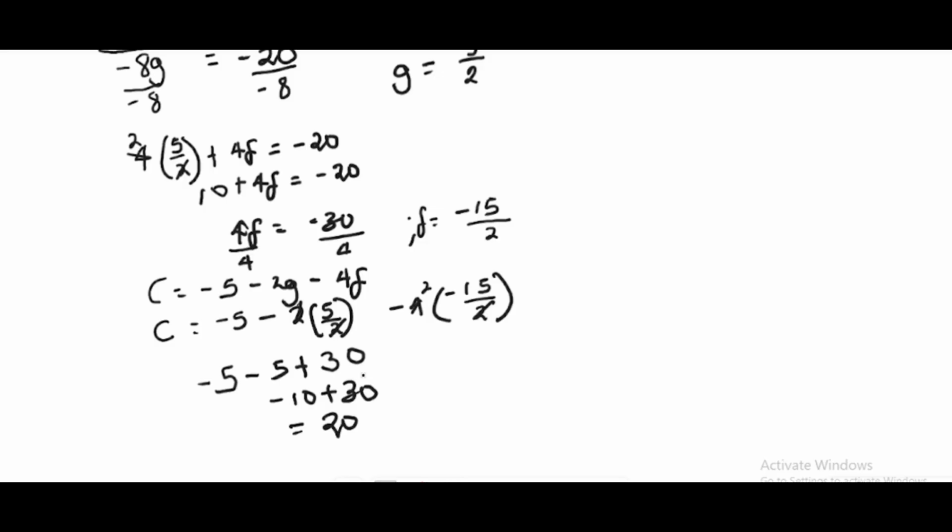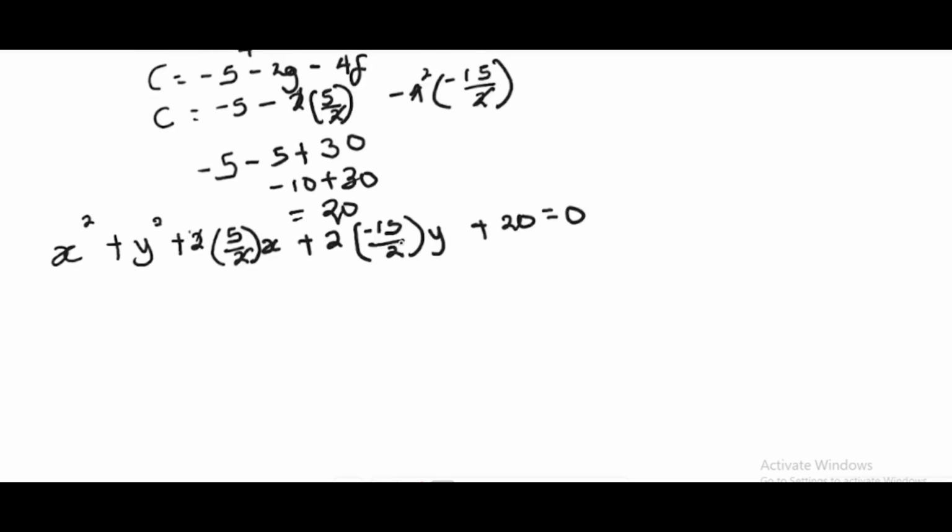So now what will our equation look like? Same thing will happen here. So we have the equation to be x squared plus y squared plus 5x minus 15y plus 20 is equal to 0.